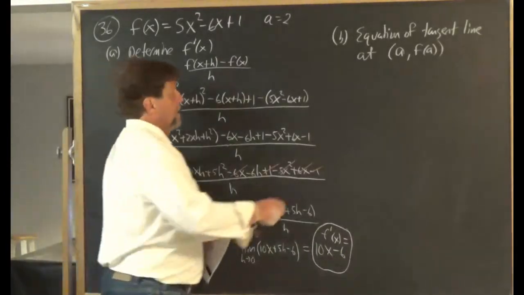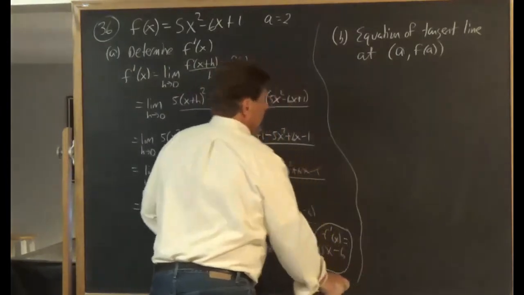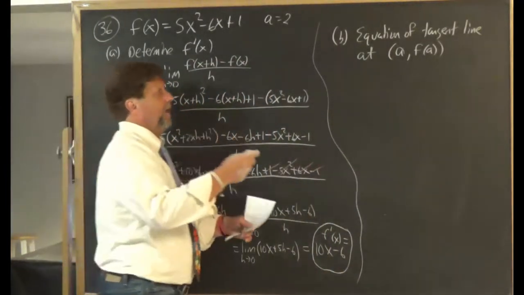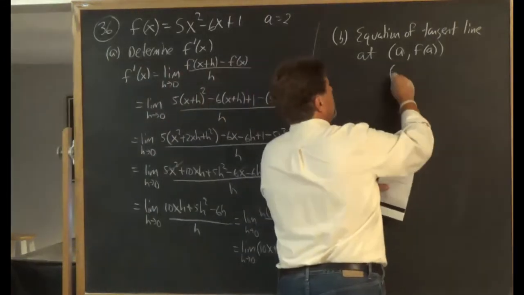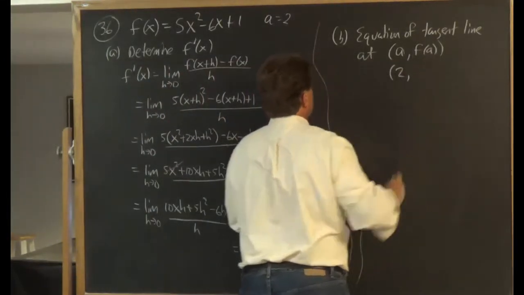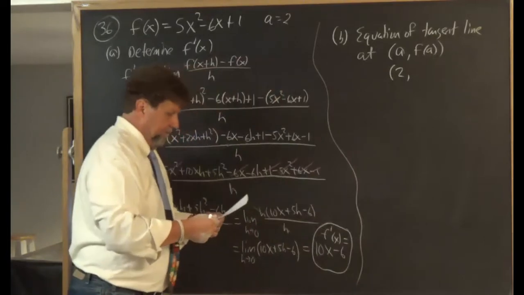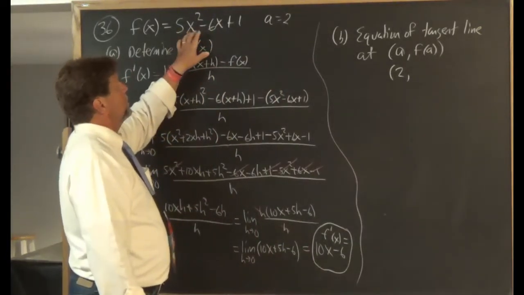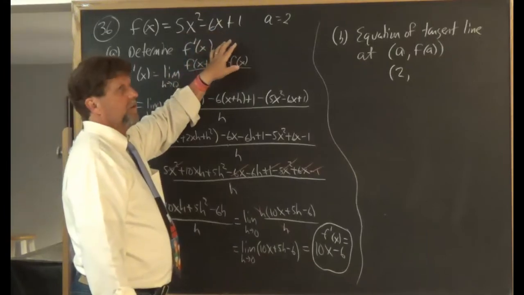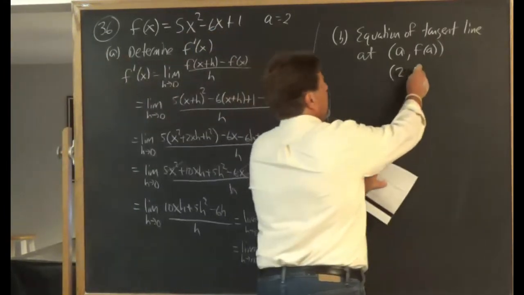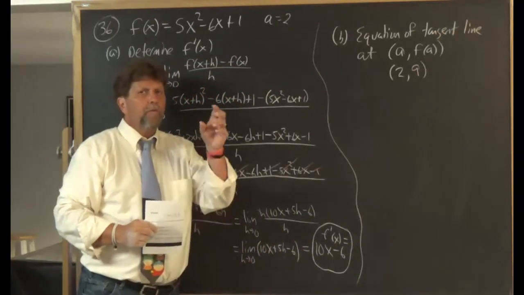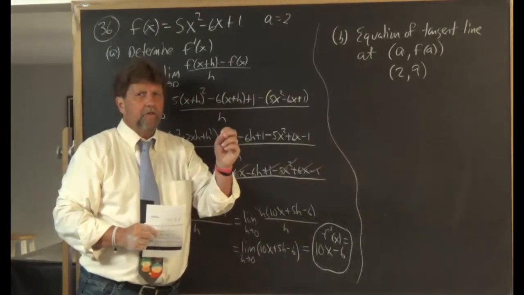Now we do part B. Equation of tangent line at A, f of A. So it's an equation of the tangent line at 2, f of 2. So let's see, f of 2. I have to put 2 in for the x's, evaluate f of 2. So that's 20 minus 12 plus 1. So that's 9. So we know the point of tangency is (2, 9).